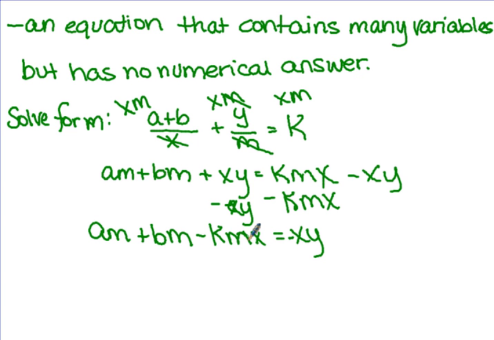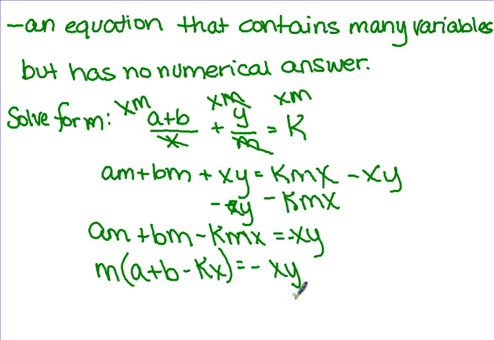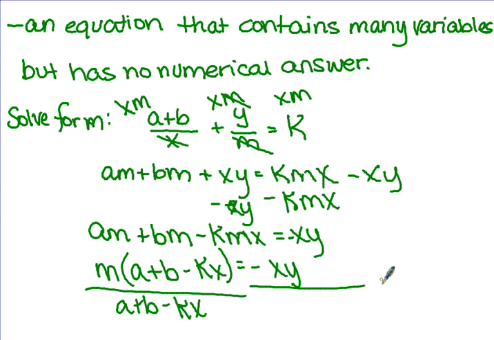In order to solve for that m, we need to get it out by itself, so we're going to factor an m, and I'm left with a plus b minus kx equals negative xy. And then to get that m by itself, we divide by a plus b minus kx. So the solution is negative xy over a plus b minus kx.